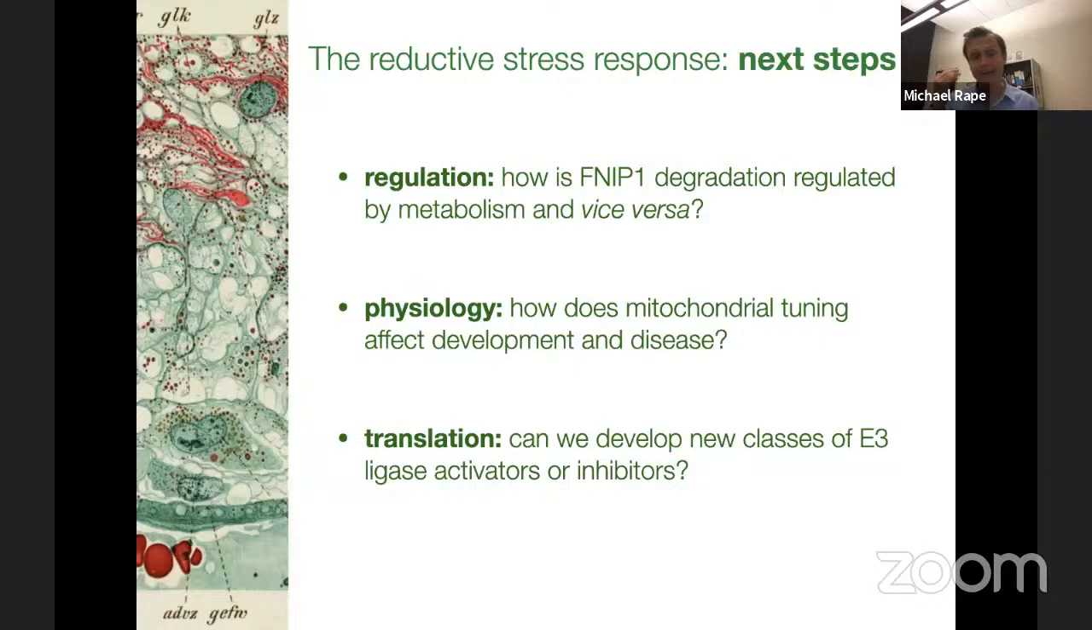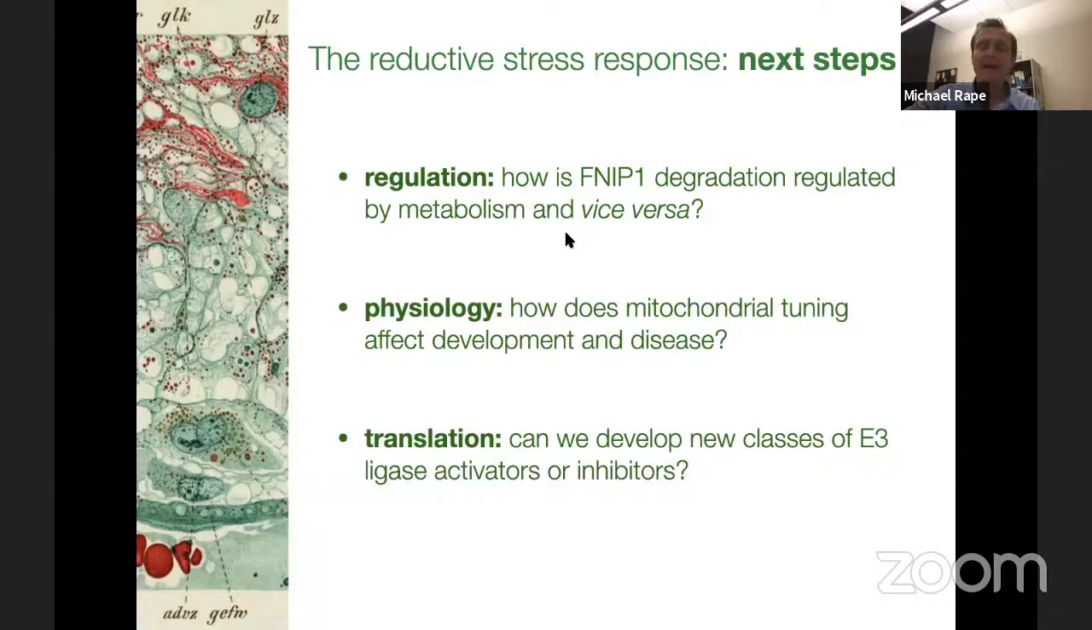And now for us, again, this is somewhat of a goldmine. We're very excited about this. There are many open questions that come from this. The most important one is, how is FNIP1 degradation actually regulated? What is really measured? How does it function? How does it regulate metabolite import into mitochondria? We have no idea. And where is this actually happening in the cell or in animals?